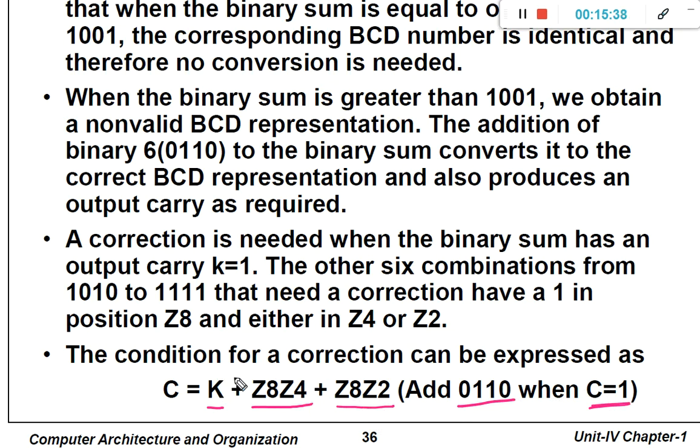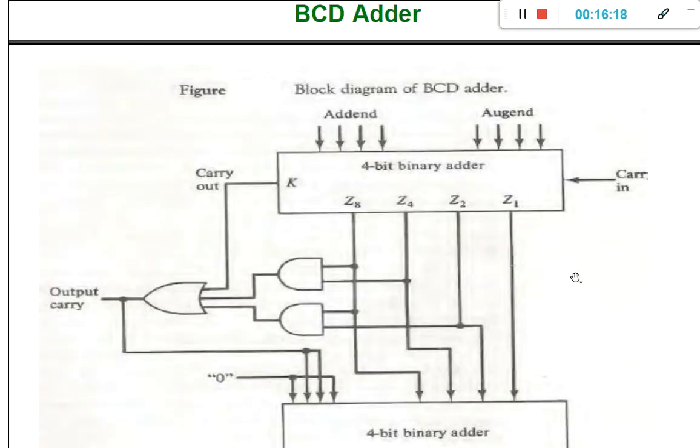What does it mean? If the K value is 1, then we need to add plus 6. If K is not 1, then if Z8 into Z4 is 1, we need to add plus 6. If Z8 into Z2 is 1, then we should add plus 6 to the particular number. We have derived a condition for when to add plus 6 to correct the BCD sum.